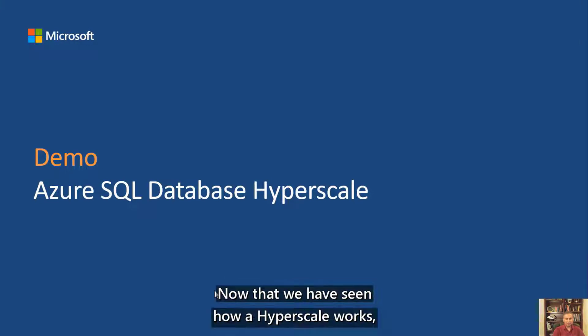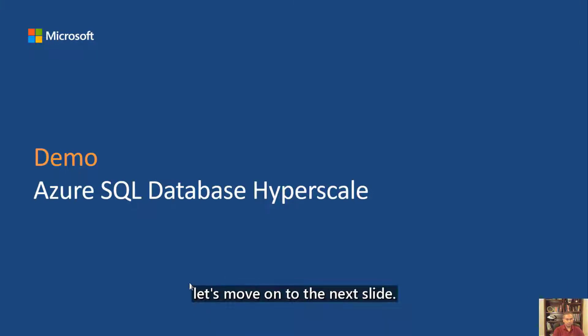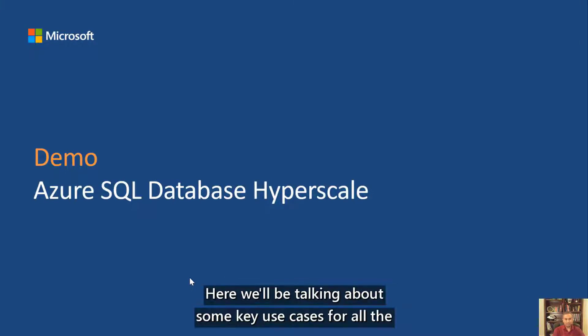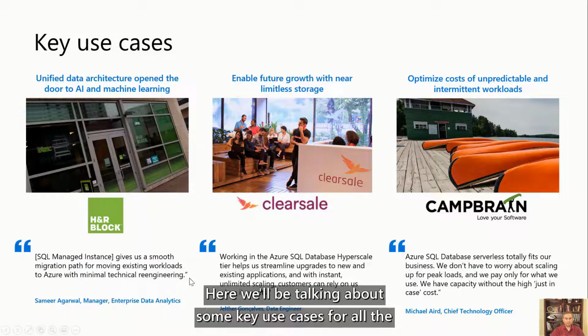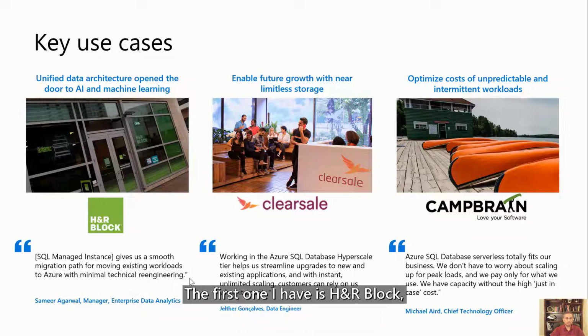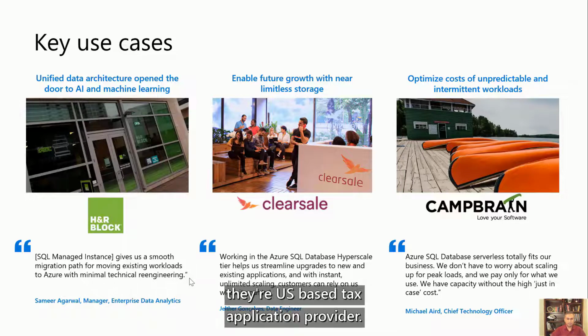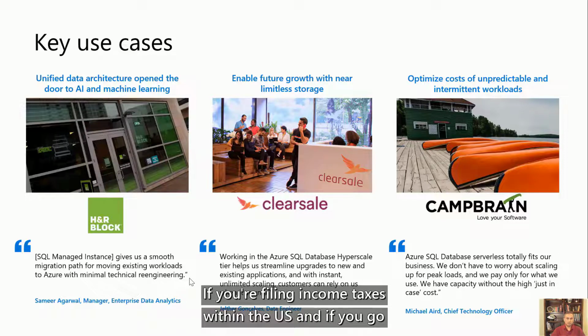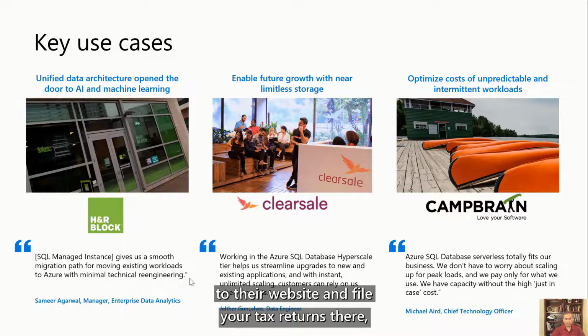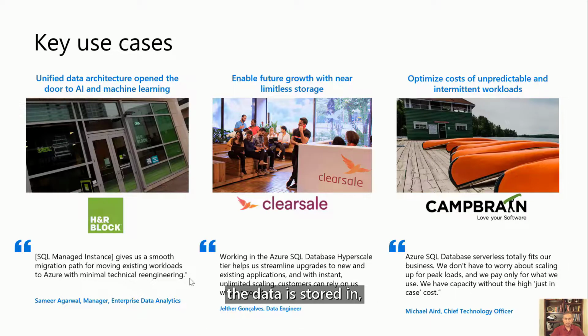Now that we have seen how hyperscale works, let's move on to the next slide. So here we'll be talking about some key use cases for all the different Azure SQL targets that we just spoke about. The first one I have is H&R Block. They're a US-based tax application provider. So if you're filing income taxes within the US, and if you go to their website and file your tax returns there, the data is stored in guess where?